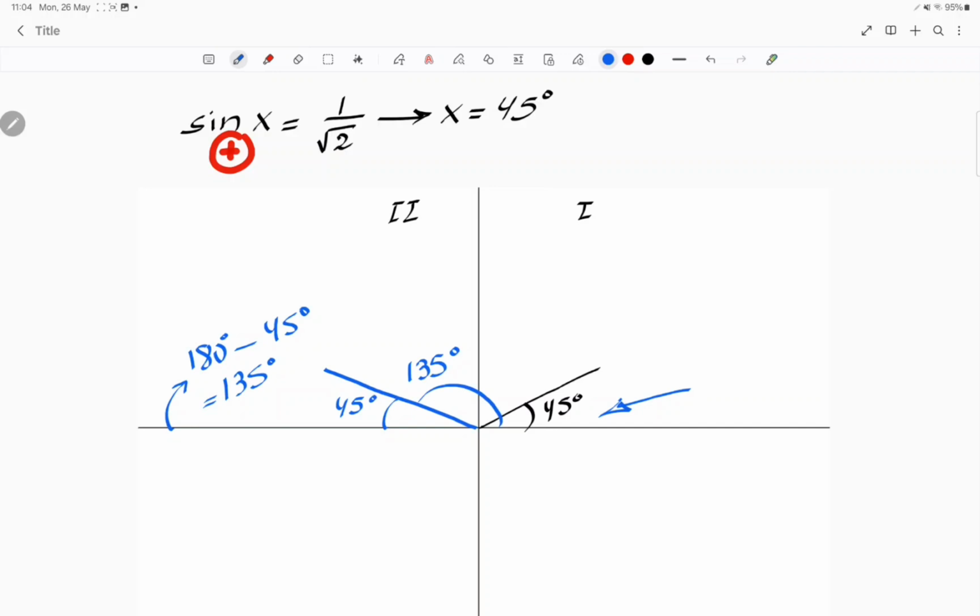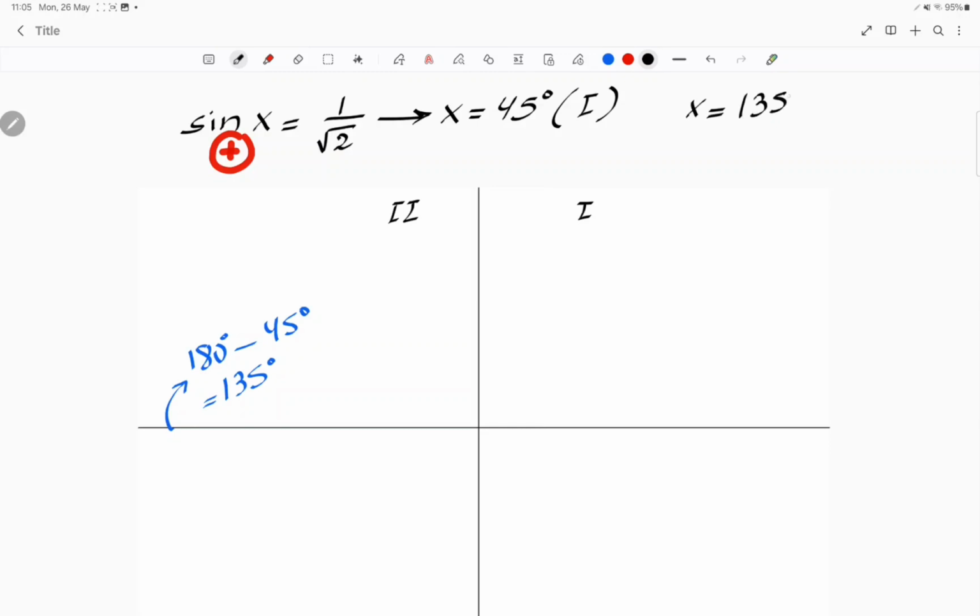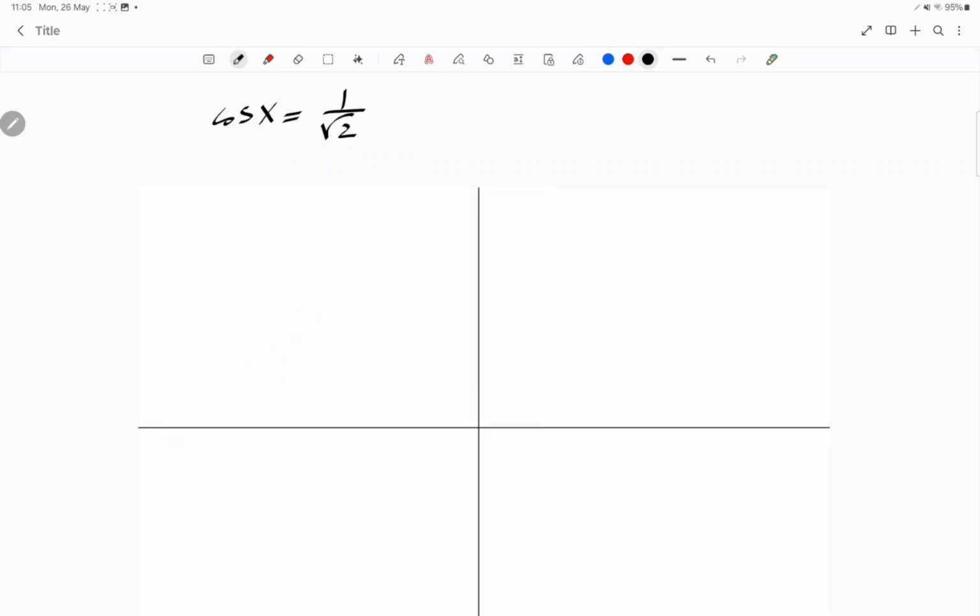Okay, so basically right now, if we're being asked what x is, you have to mention the one in the first quadrant and also the one in the second quadrant, which is 135 degrees. Okay, that's for the case of sine. Let's try it for the case of cosine. So if cosine x is equal to 1 over root of 2, then you should know that the x is equal to 45 degrees.